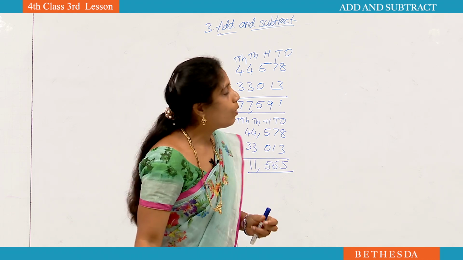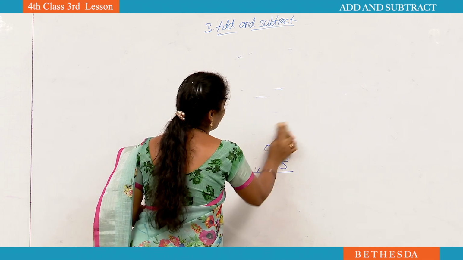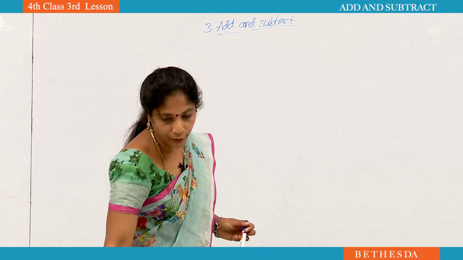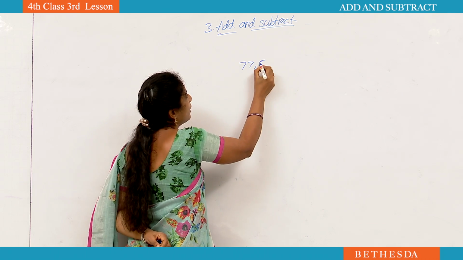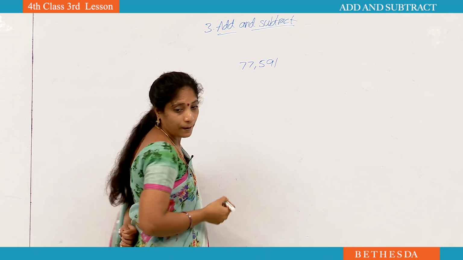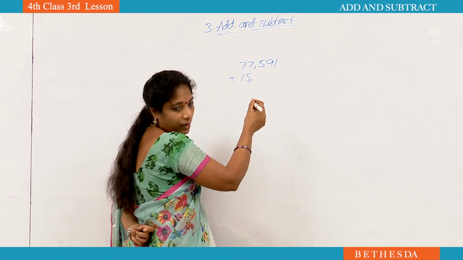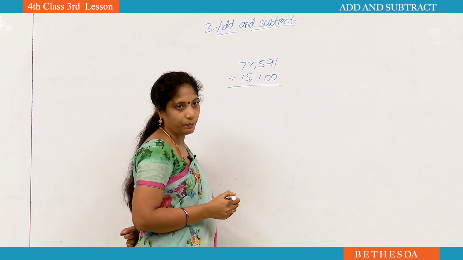See here, like that, when we have to do addition, when we have to do subtraction, we learn now. See, now how to do carryings or borrowings. I think no need to teach for, already you learn. Okay, then again I am going to teach for you, listen carefully. Now next sum is 77,591 plus 15,100. Now you have to add these two numbers.